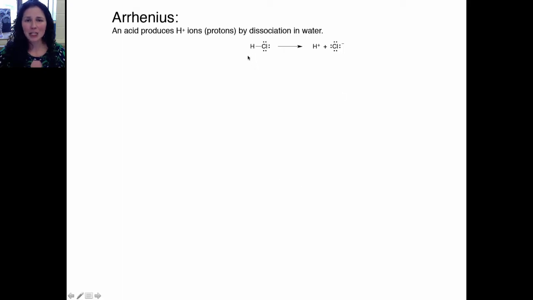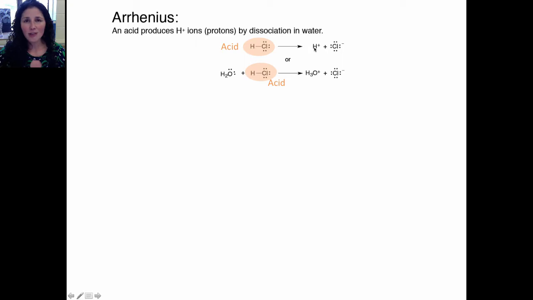In this example reaction, hydrogen chloride is dissociating into a hydrogen ion and a chloride ion. Here's another example of the same reaction in water. It's written differently because water is a reactant, and instead of a hydrogen ion or proton, the product of this is a hydronium ion. The definition of an acid still fits in this equation. HCl is dissociating and making H3O+ in water.